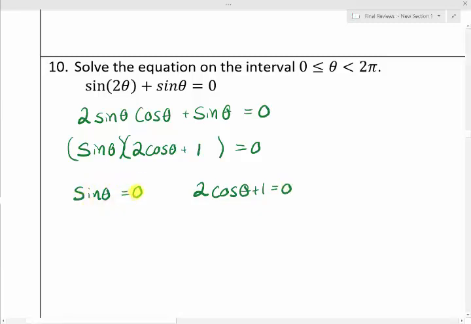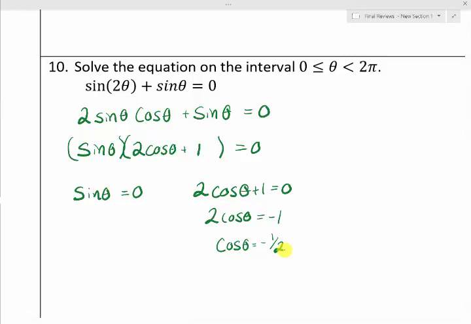So here, we already have just the function. So I'm going to go ahead and do this for our 2 cosine of theta plus 1. So I'm going to subtract 1 from both sides first, and then divide both sides by 2. So now we have just our functions set equal to a number.